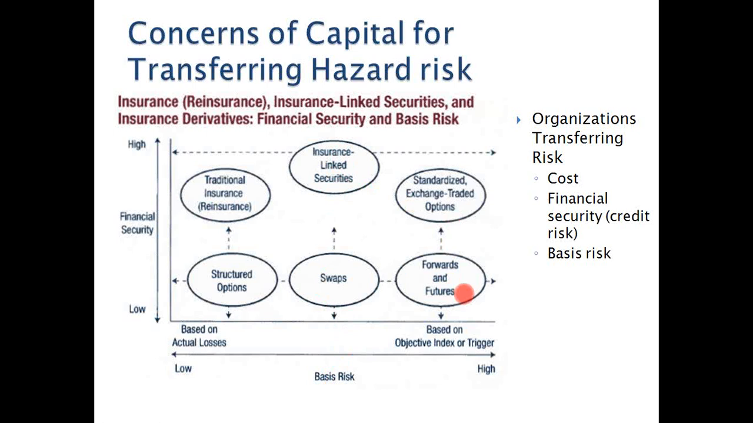And then as we go forward to forwards and futures, the financial security is not as high, a little bit lower, because it's not as stable. It's based upon market forces, what other people are paying and what people are willing to pay for that. But it will be based on an objective index or type of trigger. But the thing is, I may not collect enough money to pay for claims. And then you go up to standardized exchange-traded options, with even more market volatility, those type of things, as far as how those things might work there.